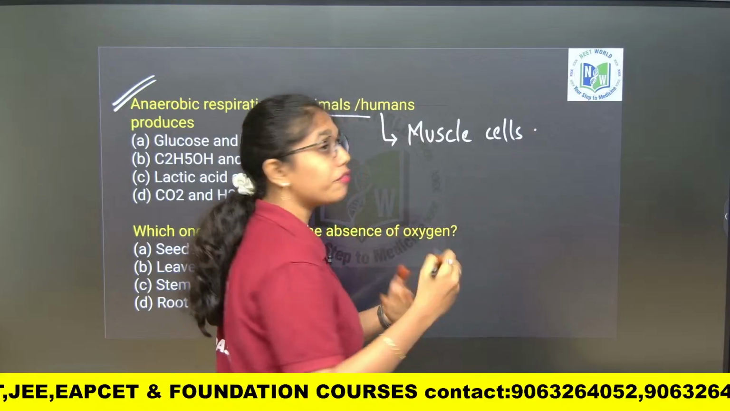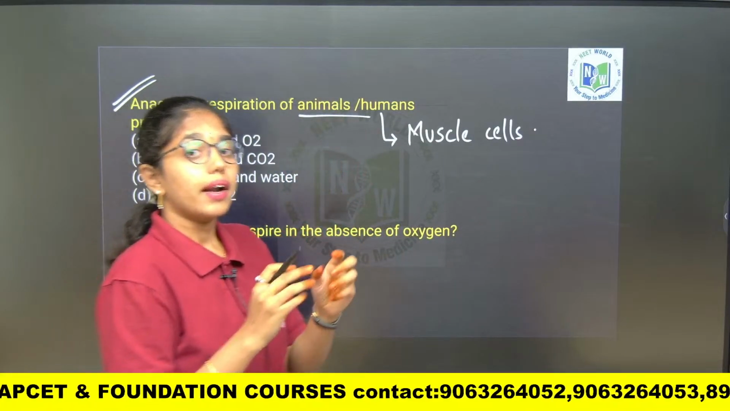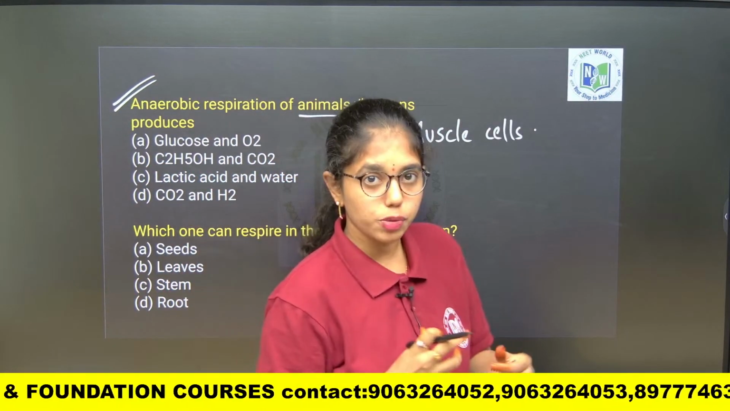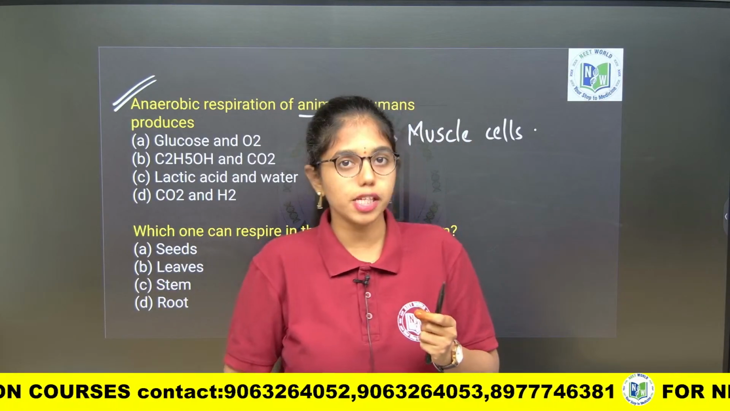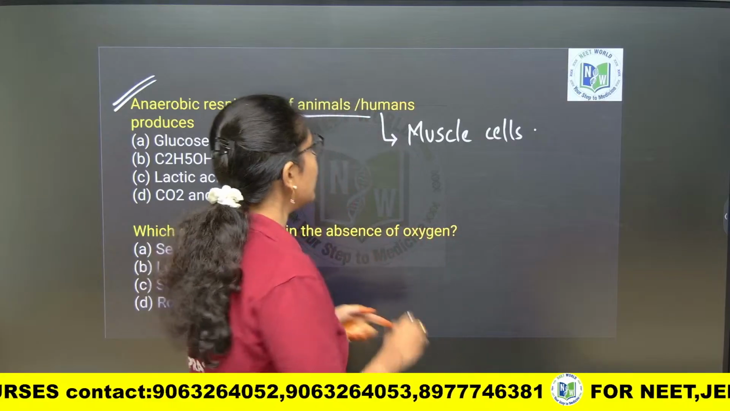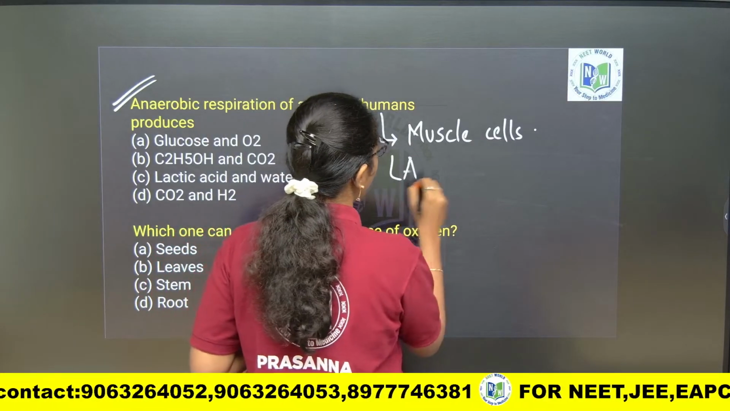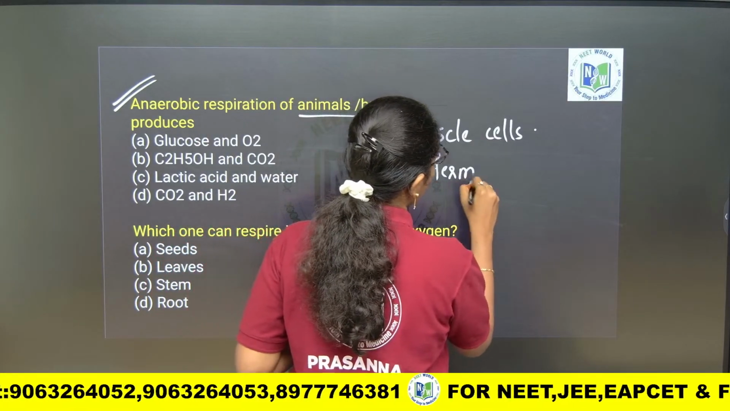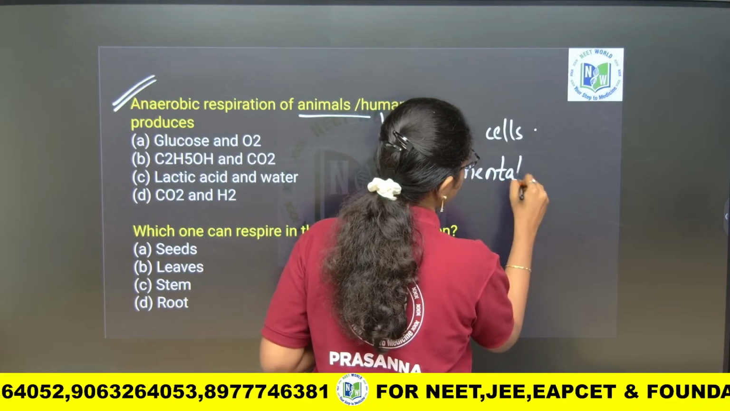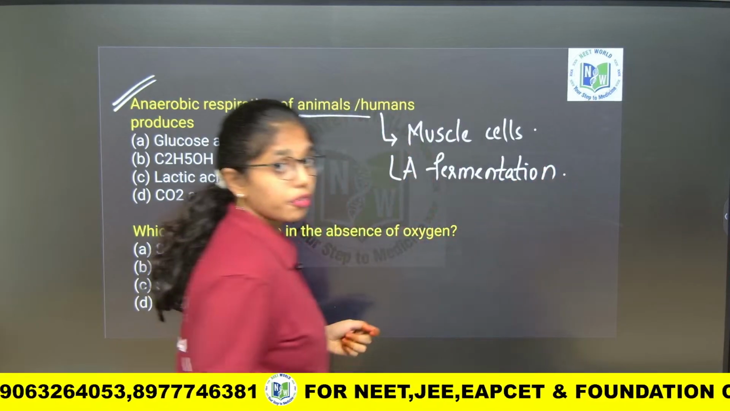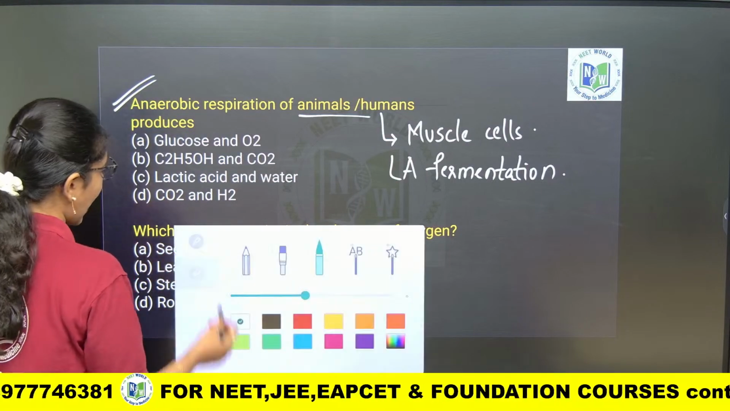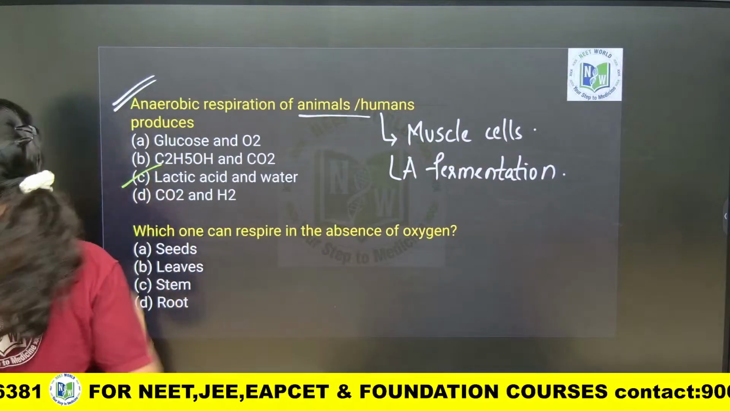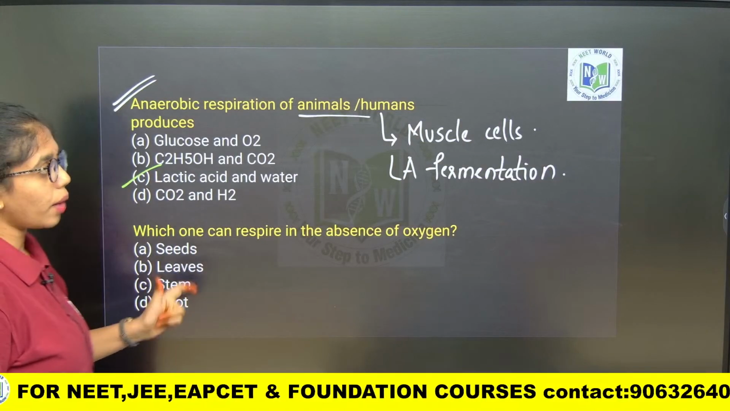During the time of vigorous exercise, rather than conducting aerobic respiration, which is a lengthy process, the cells rely on anaerobic respiration, that too on lactic acid fermentation. In lactic acid fermentation, at the end what is formed? The lactic acid and water. Lactic acid and water is formed at the end.